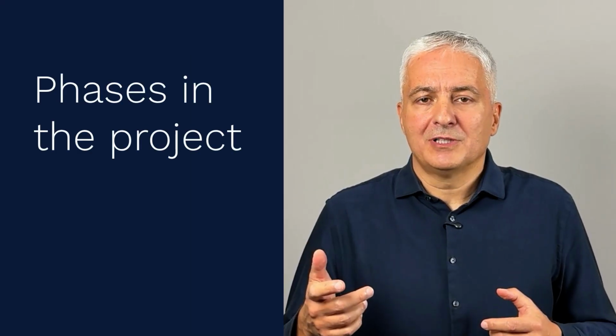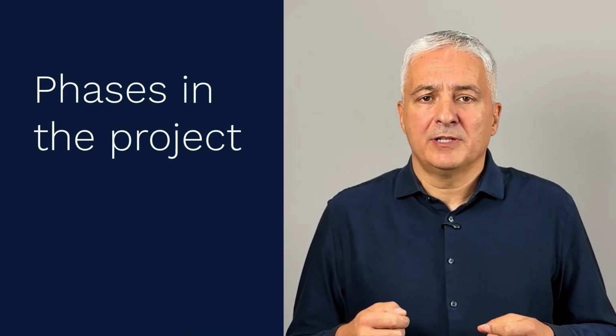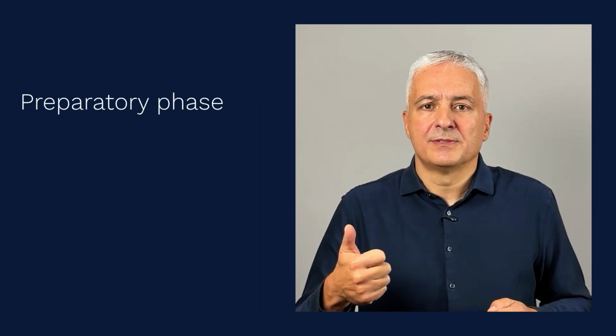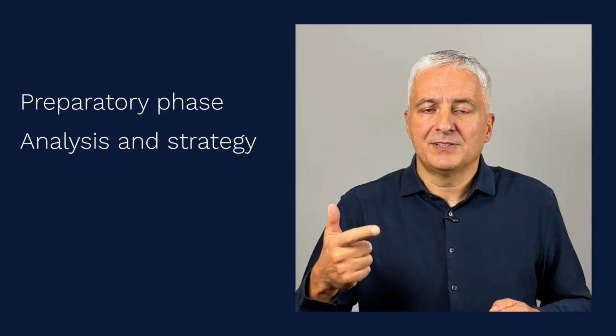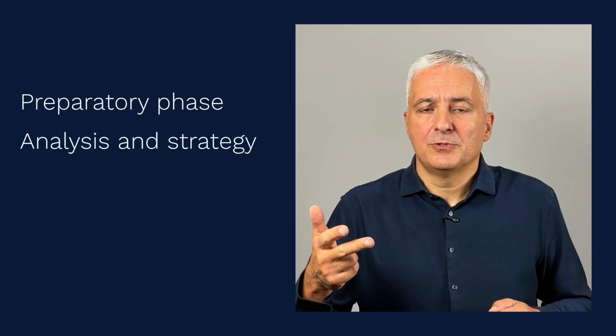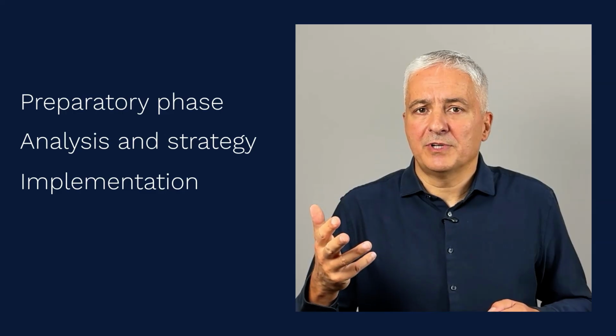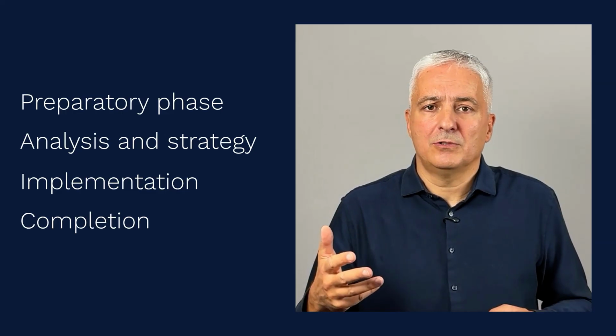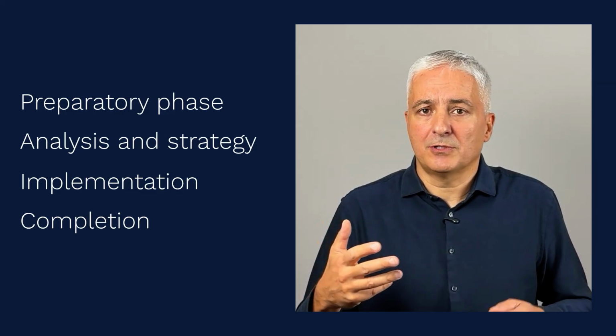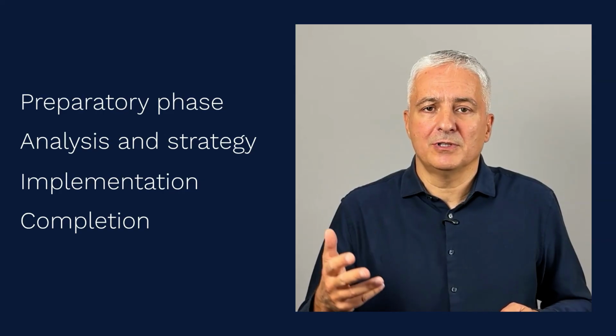Okay, let me now go through the typical phases that you will have in an implementation project. And don't worry, I didn't forget about the first four key success factors. I'll explain them along the way as I go through these other topics in this lesson. You'll typically have four phases. The first one is a preparatory phase. The second one is where you do an analysis and a strategy. And in the third phase, you actually implement whatever you concluded in your strategy. And the fourth phase is where you start completing your activities and move towards the closure of the project and also hand over to the client.